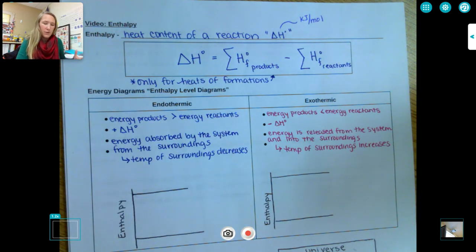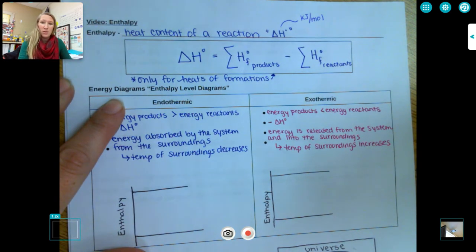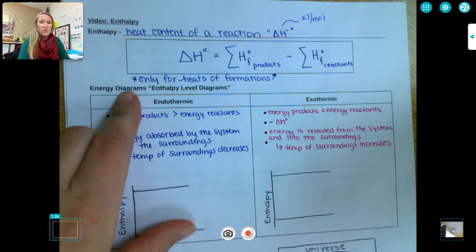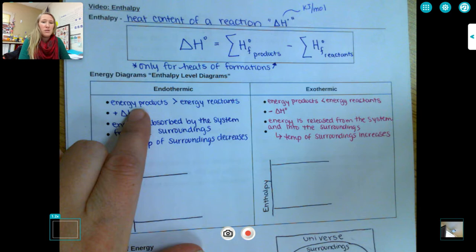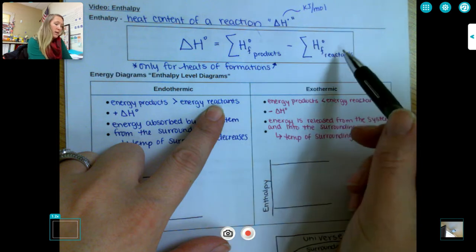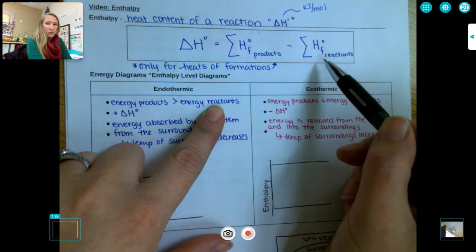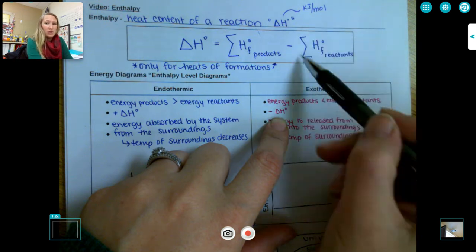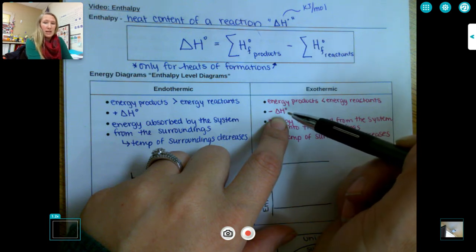Let's talk about where this comes from. We can look at energy diagrams in terms of enthalpy. Remember, energy is heat. If I have an endothermic reaction, that means the energy of my products is bigger than the energy of my reactants. That means this number is super positive and this number is smaller, so overall I'm going to end up with a positive value. Whereas an exothermic reaction would result in a negative delta H, because my reactants' energy would be much bigger than my products. A small number minus a big number would give me a negative delta H.